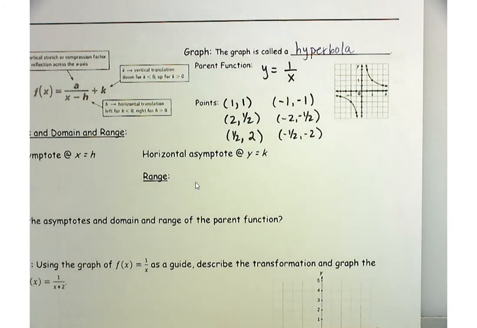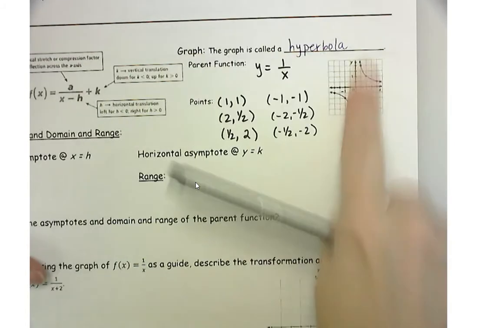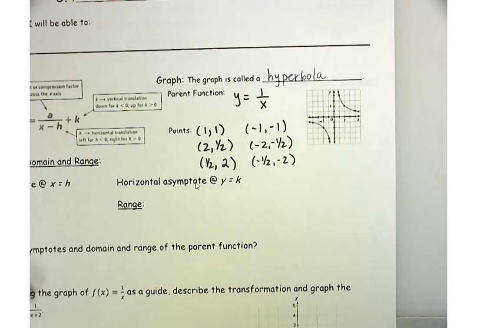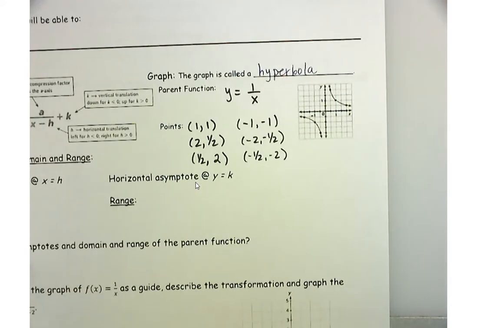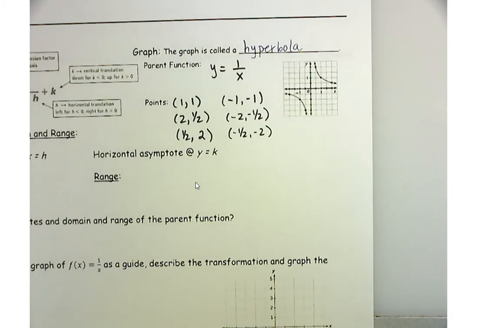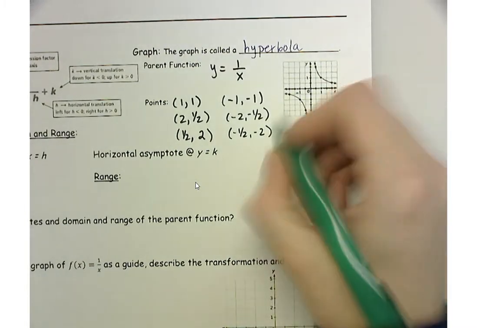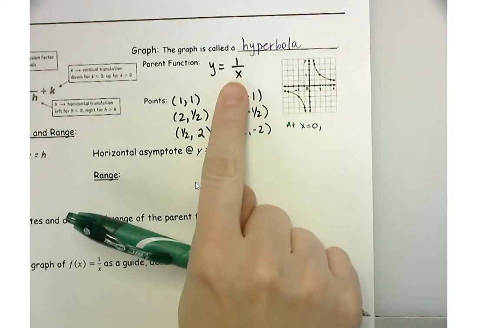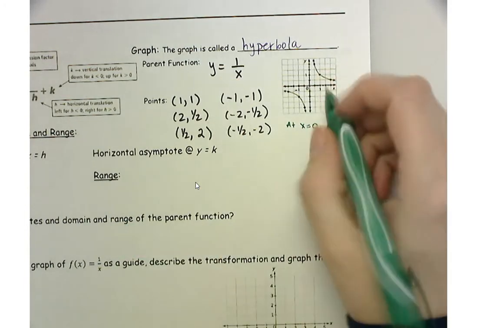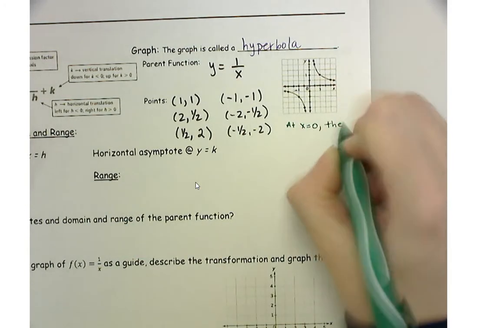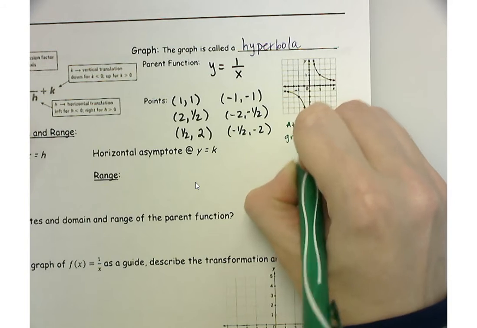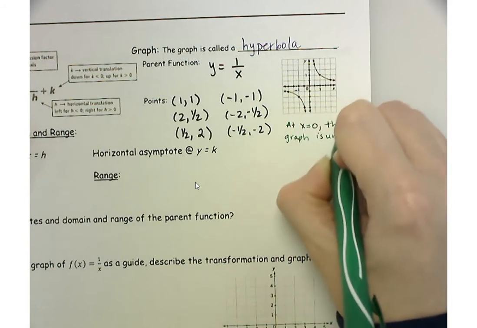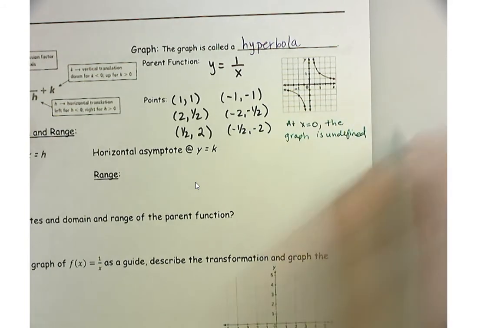One thing that you can't see on this graph, which we're going to talk about today, are asymptotes, which are places where the function is undefined. With exponential functions, we had an asymptote at x equals 0. If you were to plug in 0, that would be what? It's undefined. So at x equals 0, the graph is undefined, right? Because that would be like 1 over 0.